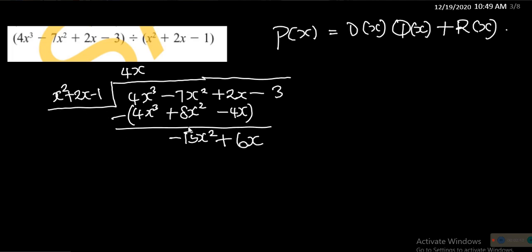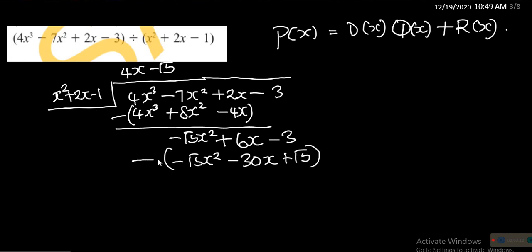So we can still divide here. We can bring down minus 3. X squared in minus 15x squared will give us minus 15. Okay, so multiply: we have minus 15x squared, 2x times minus 15 gives minus 30x, and minus 1 times minus 15 gives plus 15. And then if you subtract this, minus times minus is plus. The 15x squared terms cancel. 30 plus 6, so we have 36x. Next, minus times plus is minus. Minus 3 minus 15 will give us minus 18.